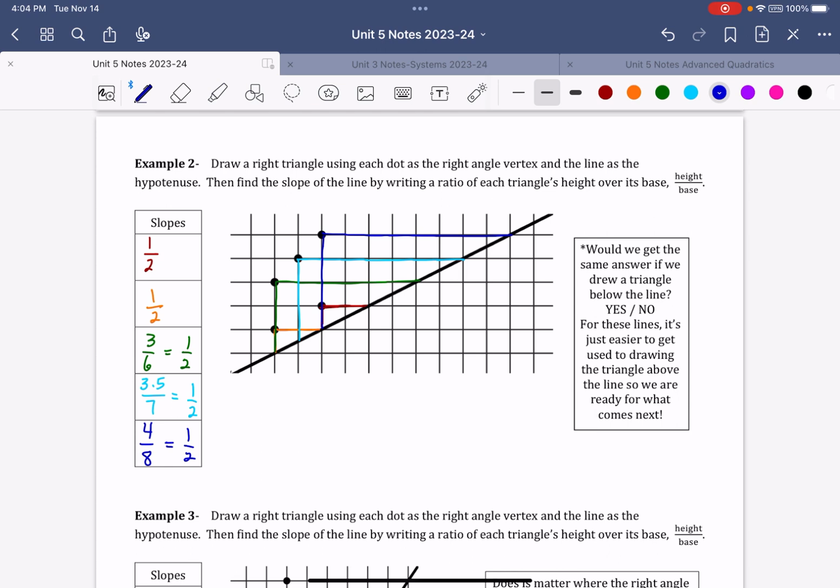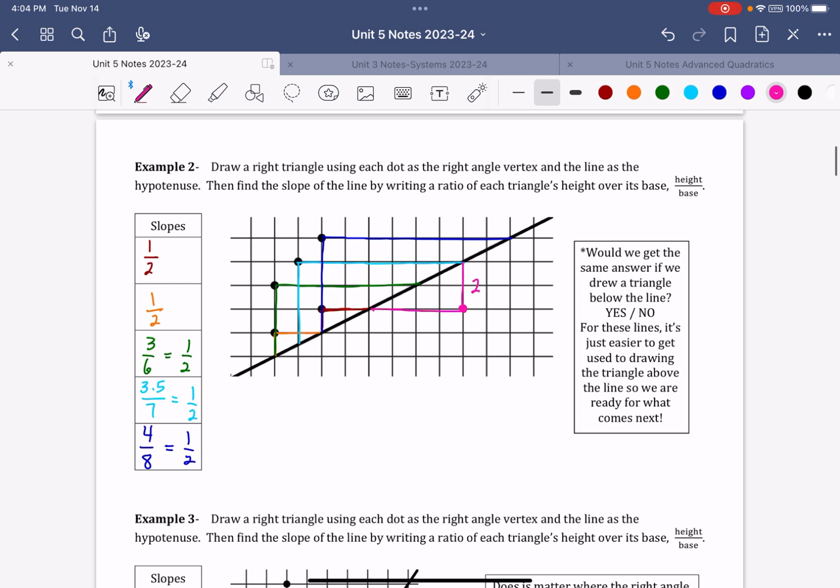So I alluded to this a little bit a second ago. It says, would we get the same answer if we drew the triangle below? Well, maybe. Let's see what happens. If I were to pick a point down here, my vertical here is 2, my horizontal is 4, so that would still be 2 over 4, which is 1/2. So yes, it doesn't matter if you do it above or below, and it doesn't necessarily matter how far away that vertex angle is from the line. We're going to look for prettier points where it's going to hit the line at whole numbers, so we can be strategic about it, but truly it does not matter.